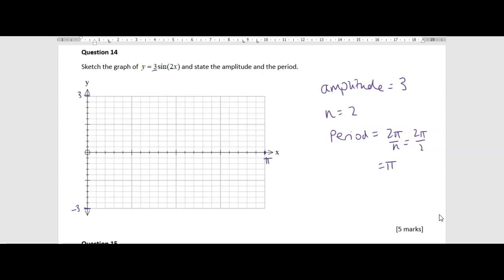And we split it into 4. So you can see here it's already been divided into 4 for you. To work out that scale, you can just do pi divided by 4, which is pi on 4. So we're going up by pi on 4 each time. So 2 pi on 4 and 3 pi on 4. Now you could simplify the 2 pi on 4 to pi on 2 if you like.